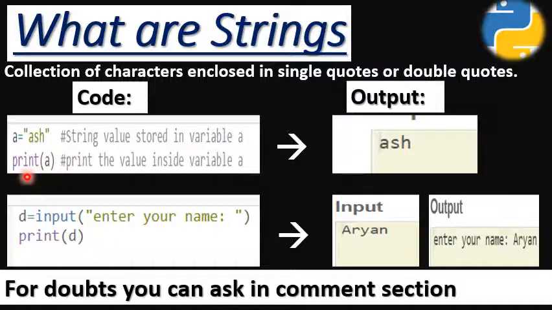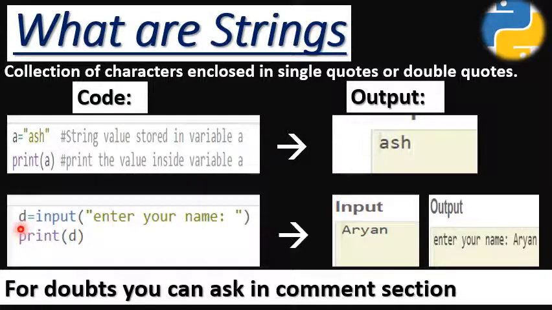Now I use the print function to print that value using print A. I also use a comment to explain that it prints the value inside your variable A. So inside the variable A, I have my string value ash. These two lines of code will give me the output ash. Focus, and it will be clearer to you.